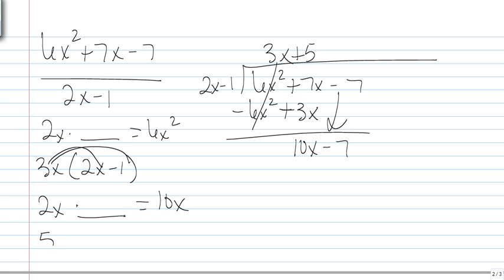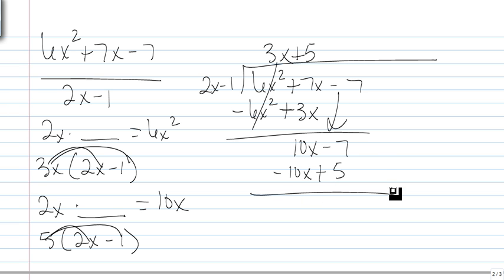Now we take that 5 and multiply it times the 2x and the minus 1. So 5 times 2x is a 10x, and 5 times negative 1 is negative 5. Remember, after we multiply, we change our signs. So the 10 will be a negative and the 5 will be a positive. Now we can combine. Now notice our 10s cancel out, and negative 7 plus 5 is a negative 2. Now this is our remainder.